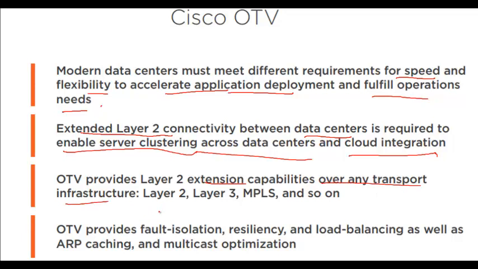The transport infrastructure may be another layer 2, and when I say another layer 2, it may be a VPLS tunnel, it may be an MPBGP tunnel, or it may be MPLS, and so on. OTV provides fault isolation, resilience, load balancing, as well as ARP caching and multicast optimization, which we already saw.